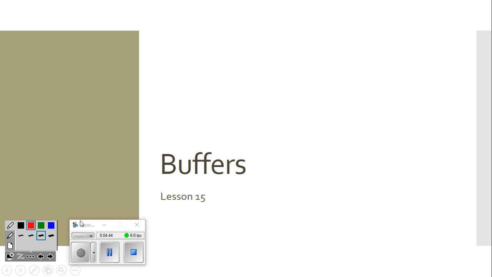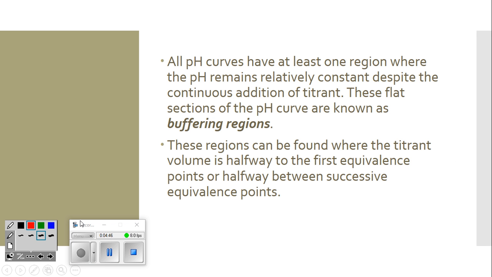So today, we're going to add to this whole idea of pH curves buffers. All pH curves, all of the ones we've looked at, have at least one region where the pH remains relatively constant despite the continuous addition of titrant. It's a flat section on a pH curve, and it's called a buffering region. So in addition to what we already know about pH curves, we're just adding one more idea.